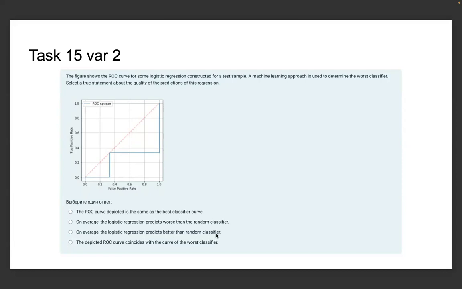You have to remember that logistic regression or another model will be worse than the random classifier only if its curve is equal to this random curve. Any questions?